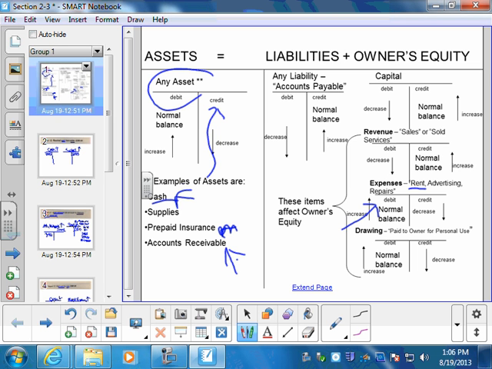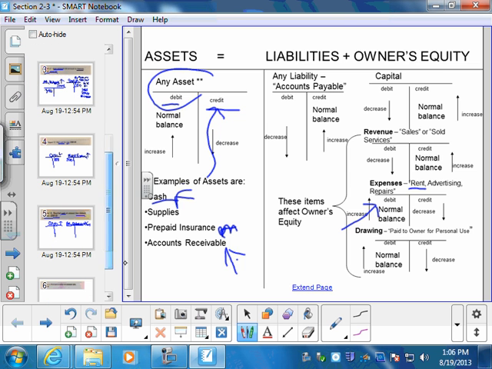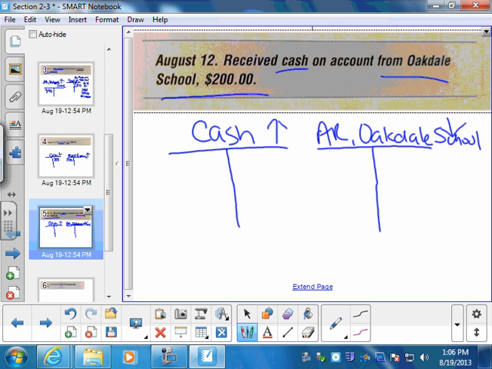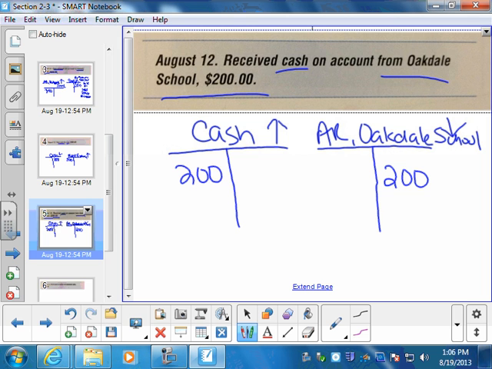So if we want our cash to go up because we received it, we're going to debit cash. If we want our account receivable to go down because they owe us less money, we're going to credit it. So our cash is going up $200. And our balance that Oakdale owes us is going down $200. So we're going to make it go down with a credit.